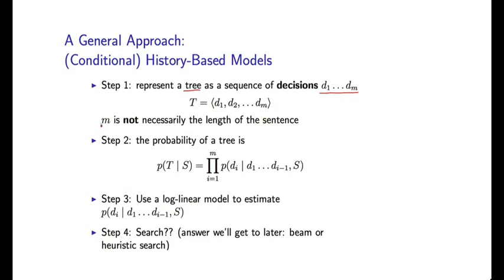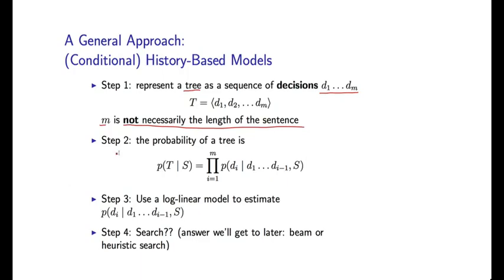Notice that this value m, the number of decisions, is not necessarily the same as the length of the sentence. In the tagging models we saw, the sequence of decisions was essentially the n tagging decisions corresponding to the n words in the sentence. But as we go to more complex structures, we're going to see that the number of decisions can actually be different from the length of the sentence.